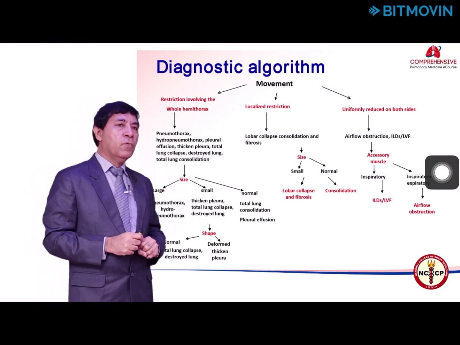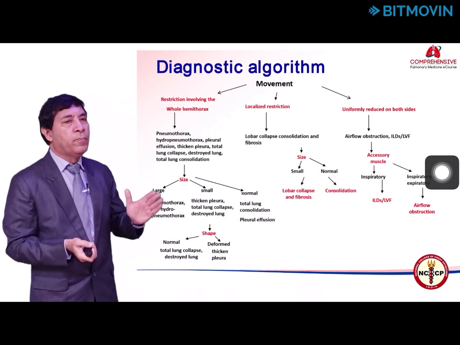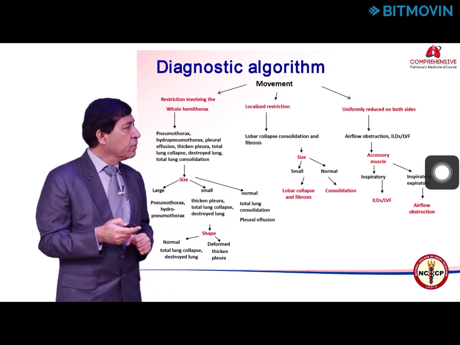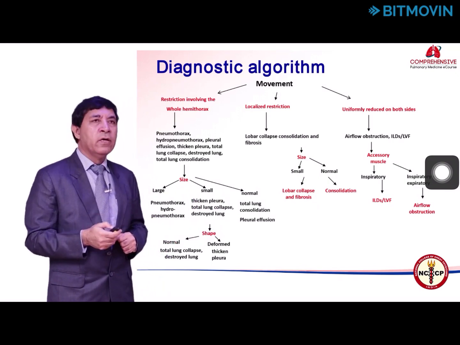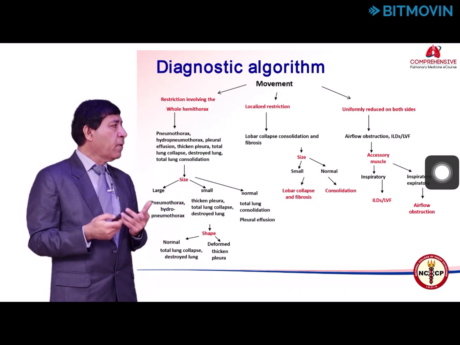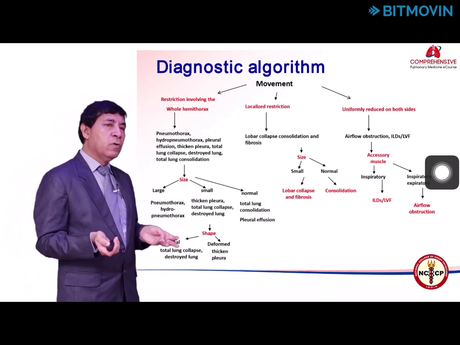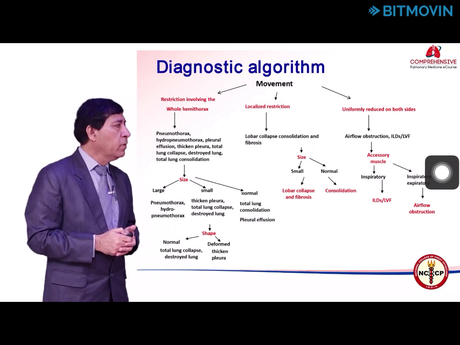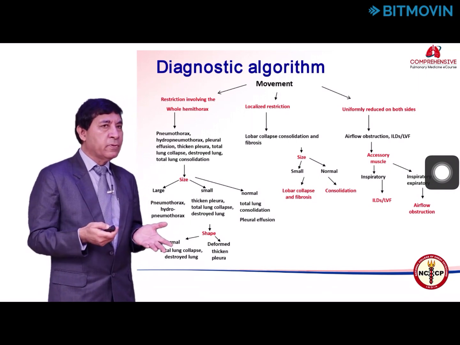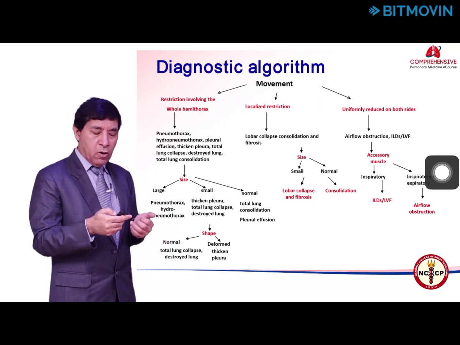So on the basis of movement, you divide your 11 conditions which I mentioned to you, 4 pleural, 5 parenchymal and 2 diffuse lung diseases, into 3 subcategories. So what you will see, if there is a restriction of movement of one complete hemithorax, then probably you are dealing with all the 4 pleural conditions like pneumothorax, hydropneumothorax, pleural effusion or thickened pleura, or this patient has a disease involving the whole lung like total lung collapse, destroyed lung, and maybe a total lung consolidation, which is not a very common thing to see.